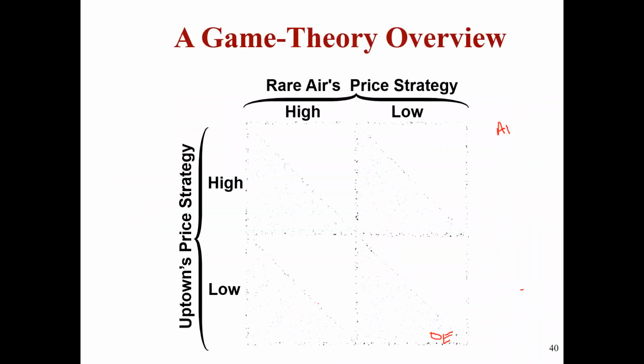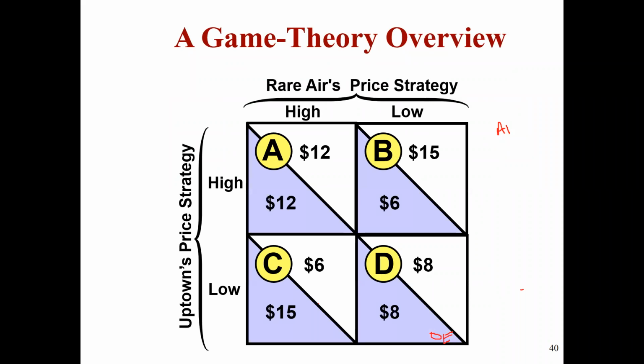Here is your game theory. And there's like 3 questions on this, so I'm going to try to go through it. The blue is going to be Uptown. The white is going to be Rare Air. When I'm looking for Uptown, I'm looking straight down. Rare Air could go high. Uptown could go high and make 12, or low and make 15. They're going to go low. They want to make the most profit.